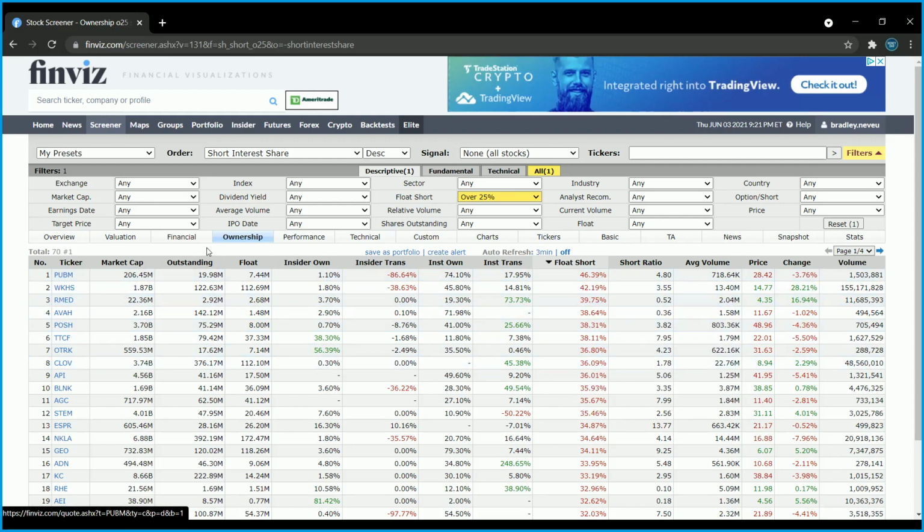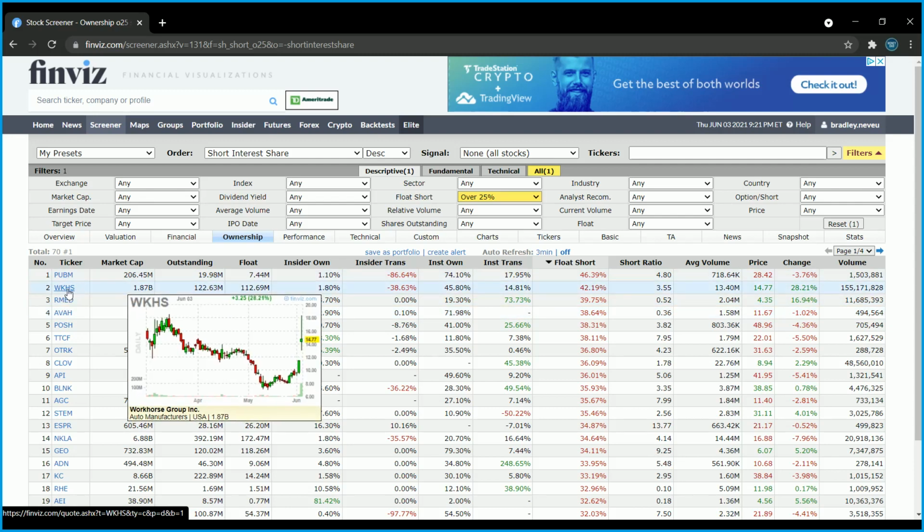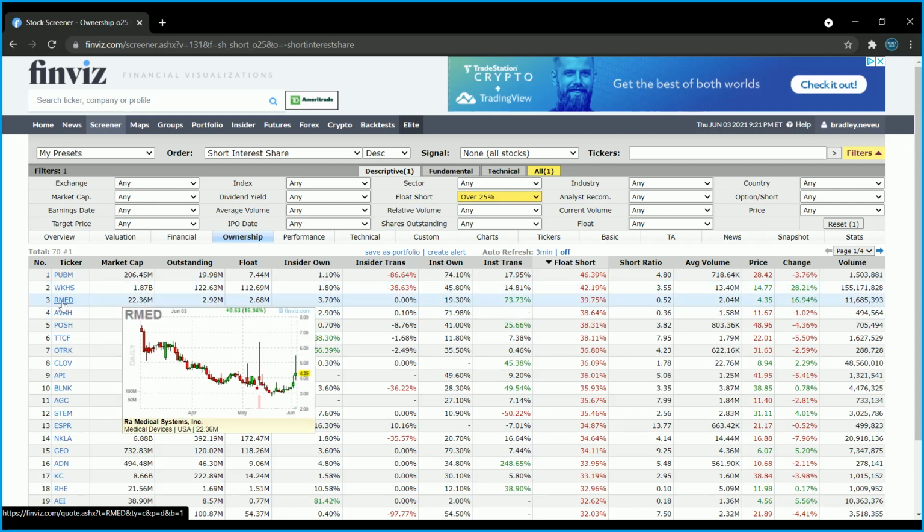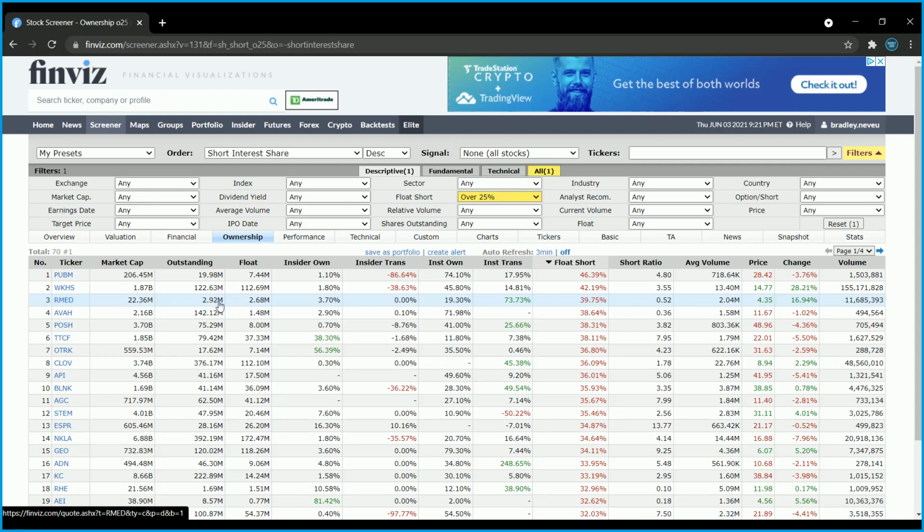Another thing that I like to look into is how many total shares are out there, right? Because there's a big difference between Workhorse, for example, that has 122 million shares on the streets, and this company right here that I've never heard of, RMed, that only has 3 million shares out on the streets, right? Big difference there, huge difference.